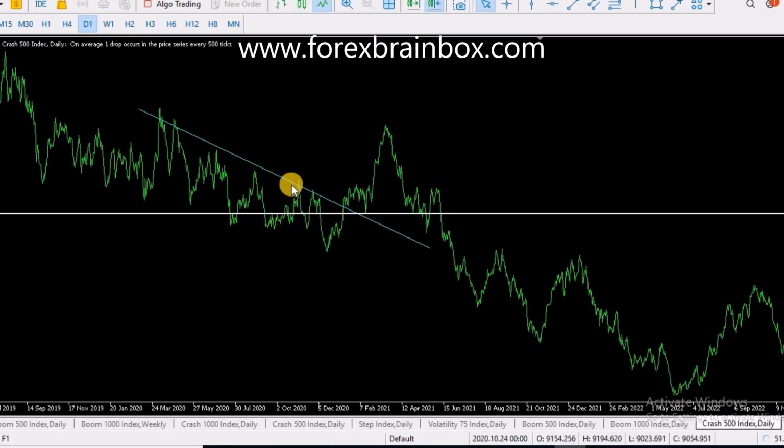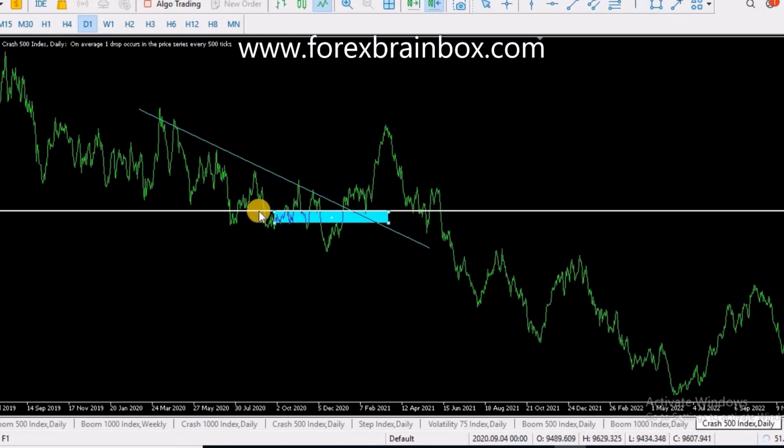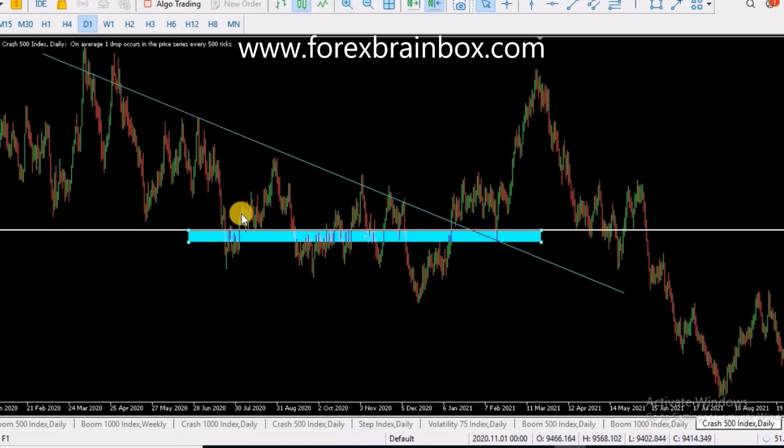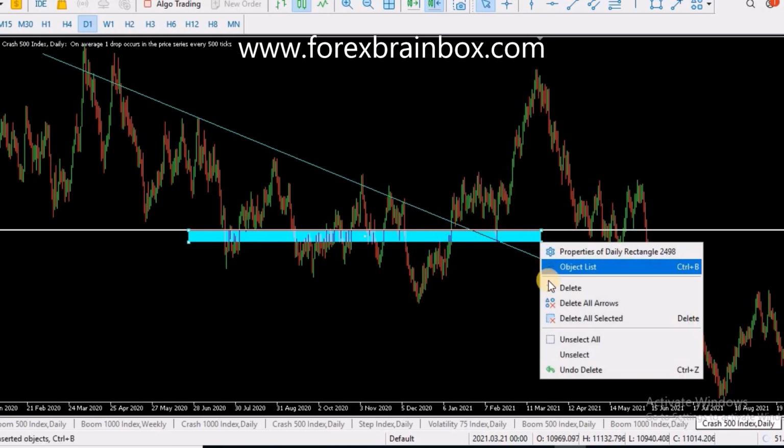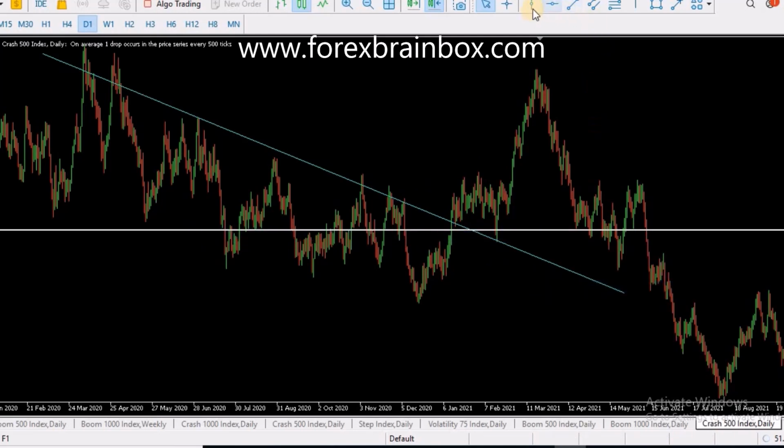Why did I choose that level? There's a double top here, this whole zone. Just map out this whole zone. See how clear. So you're expecting that when the market gets back to this level, you'll get a bullish move. So this is where you map it out.